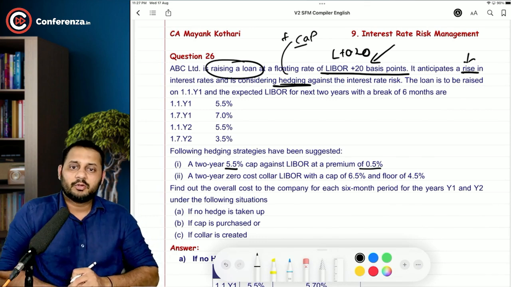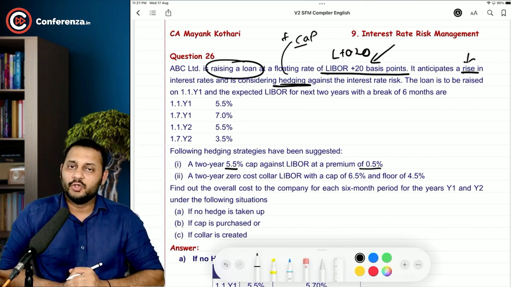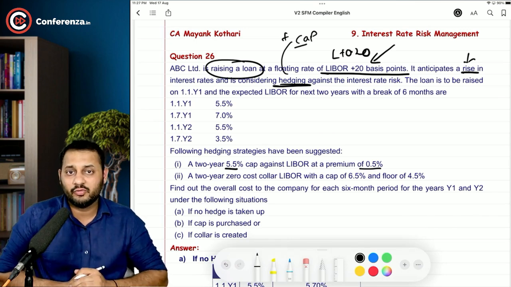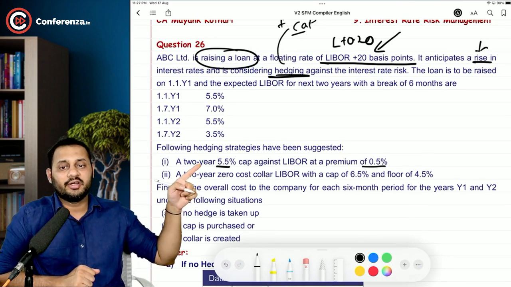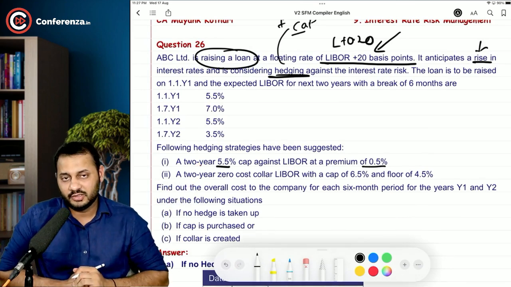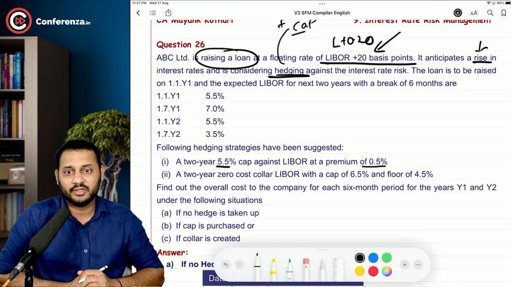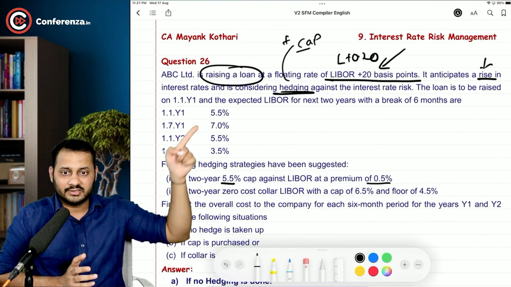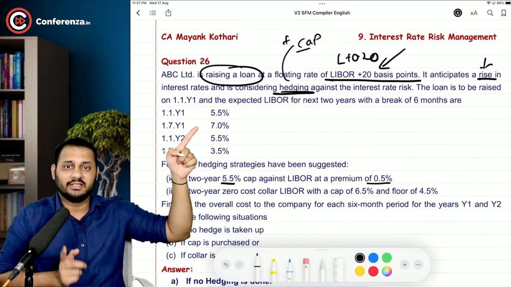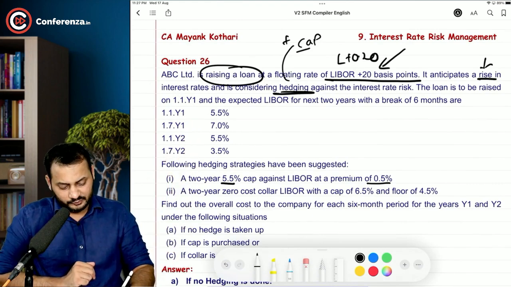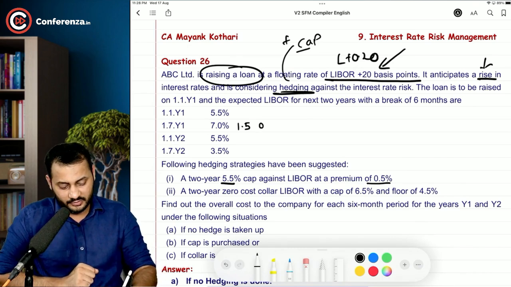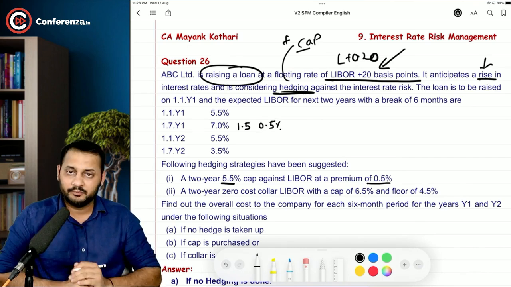So if you buy a cap option, the limit is 5.5. You will only receive payment. There will only be a payoff if the spot rate goes beyond this strike rate, goes above this strike rate. So you can clearly see that only once this is happening. 5.5 not exercised because this is also 5.5. 7, yes, it will be exercised. So what will happen? 1.5% will be your payoff receipt, and 0.5% will be your premium that you are paying.